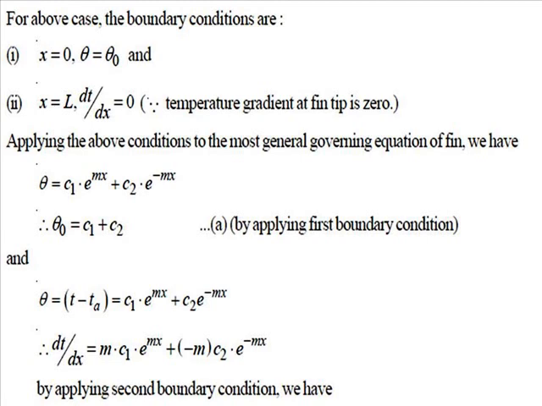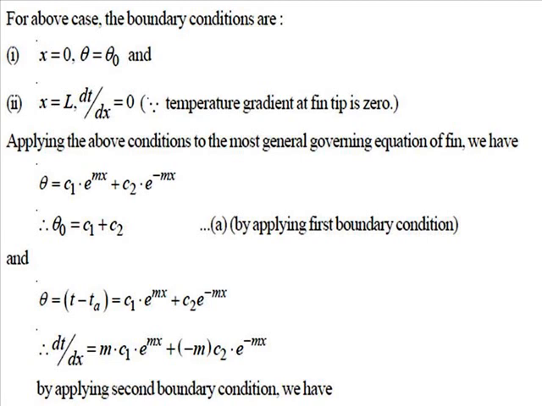So now for the present case we have two boundary conditions. First is when x equals 0, theta equals theta 0, and the second condition is when x equals L, dT by dx is 0. So from the most general equation we know that theta equals C1 e raised to mx plus C2 e raised to minus mx. When we apply the first boundary condition we will get theta 0 equals C1 plus C2.